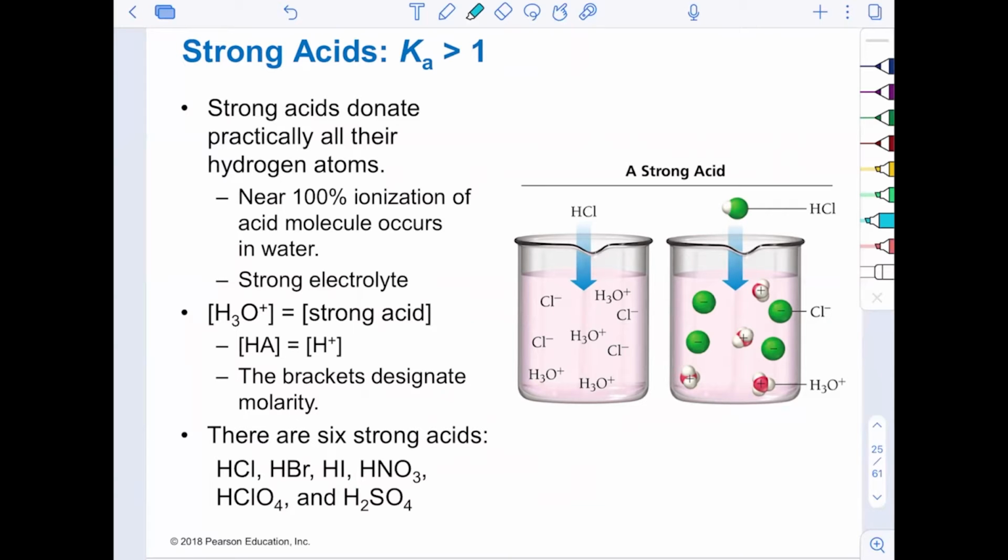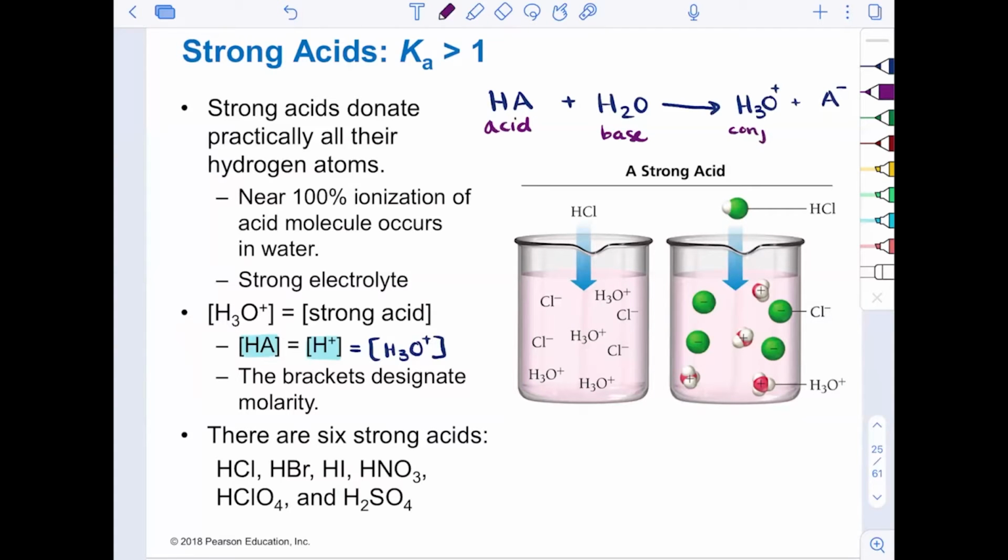All right, the acid concentration, HA, can also be written as the H plus concentration. It can also be written as the H3O plus concentration. Where does that come from? A strong acid plus water will always give us H3O plus and A minus, the conjugate base. Water here is acting as the base. We have our conjugate acid, H3O plus, and our conjugate base, A minus.